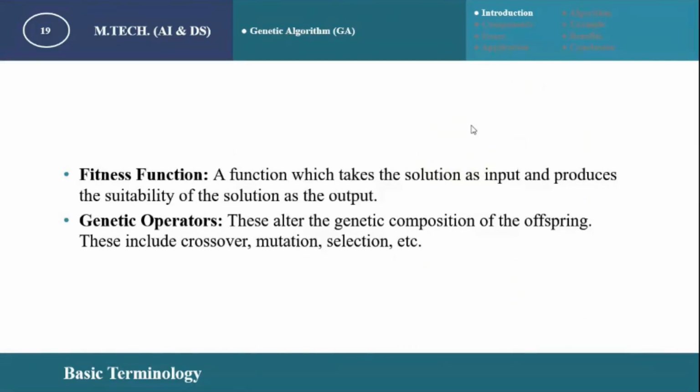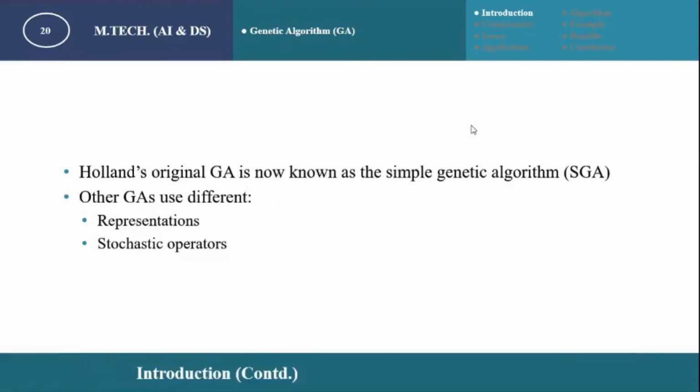So selection is a very important operator in the genetic algorithm. Different types of selection procedures may have to be used for different positions within the same genetic algorithm, which we will see later. What we will discuss is the simple genetic algorithm. The simple genetic algorithm is actually the original genetic algorithm put forward by John Holland.